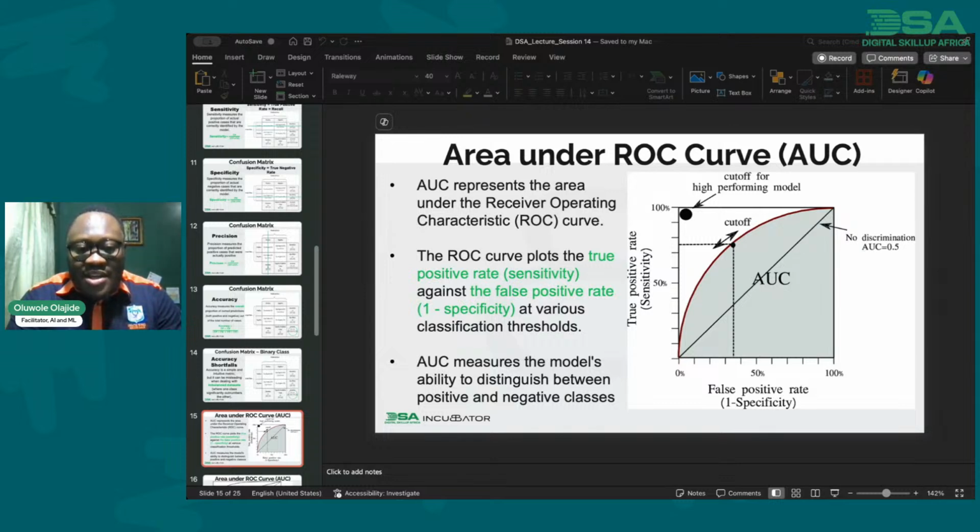Is anybody wanting to ask a question before I go on? I'll just slow down a bit. When you have an AUC-ROC score between 90 and 100, it shows that your model is excellent. Even when your accuracy is low, your AUC-ROC will tell you the system is still working fine. That's why it's always good to combine metrics together.